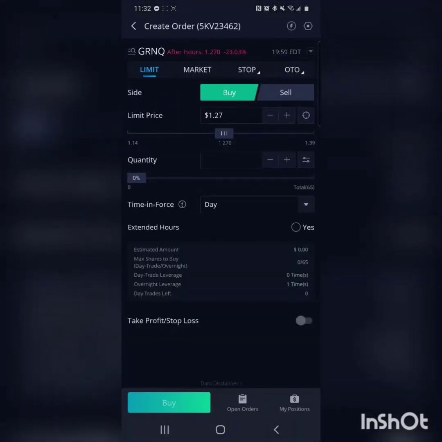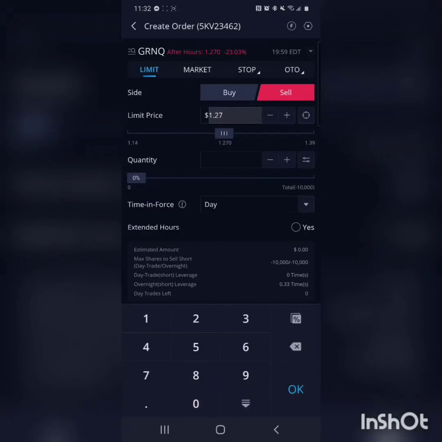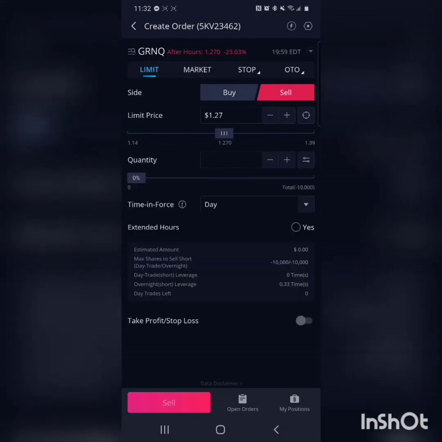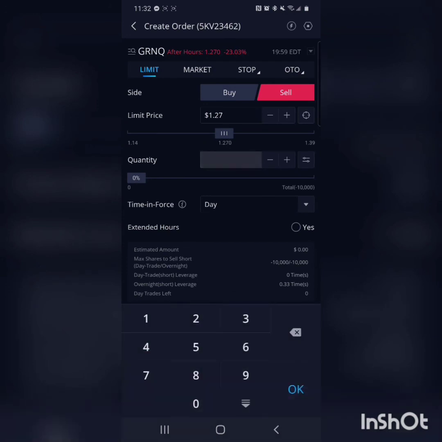Oh, so if you want to sell, you hit sell, and it's the exact same thing. You put in the limit price that you want to sell at, or you can just sell at market, and it's going to sell at whatever the market is showing that price at right now. Yep. So you can hit sell the quantity.